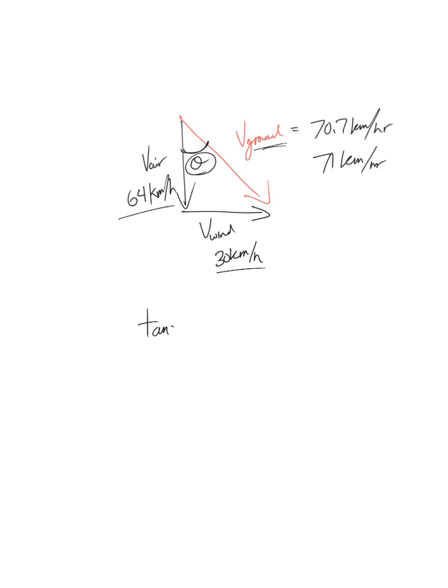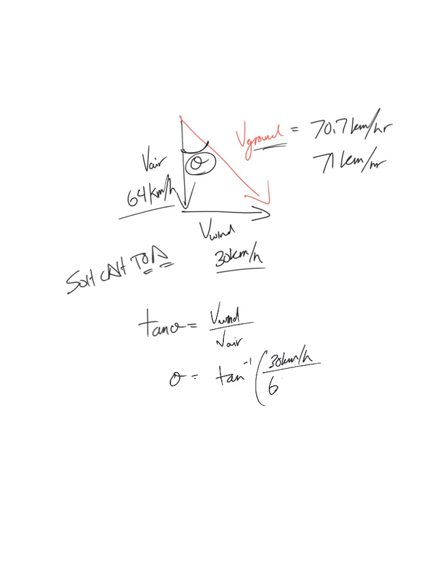So we know that tan theta is, remembering our acronym SOHCAHTOA, opposite over adjacent. So the opposite is V wind, and the adjacent is V air. And if we figure out theta, it's tan inverse of V wind, which is 30 kilometers an hour, over 64 kilometers an hour. We get that value, and what we figure it out to be is 25 degrees. That's that value of theta.